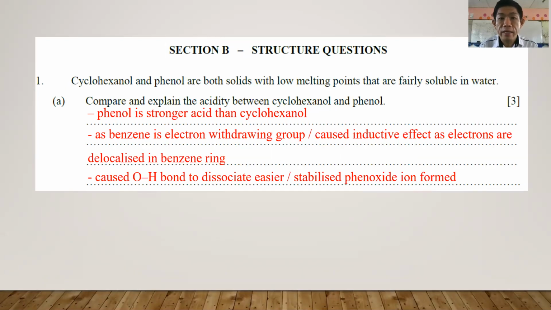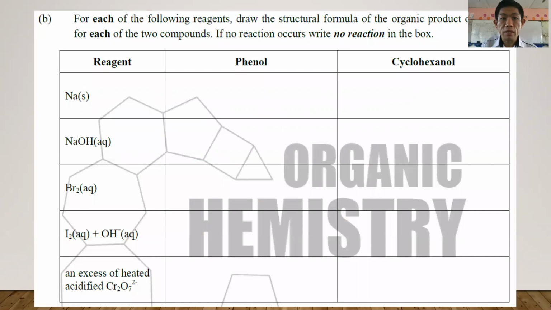Of course you can. So from the angle of cyclohexanol, you have to explain in such a way that the cyclohexane in the cyclohexanol is an electron donating group. So as electrons donate to the OH group, it makes the OH bond become stronger, hence harder to dissociate. So either way that you use to explain why phenol is a stronger acid or cyclohexanol is a weaker acid, both are accepted. So immediately let's have a look at question number 2.